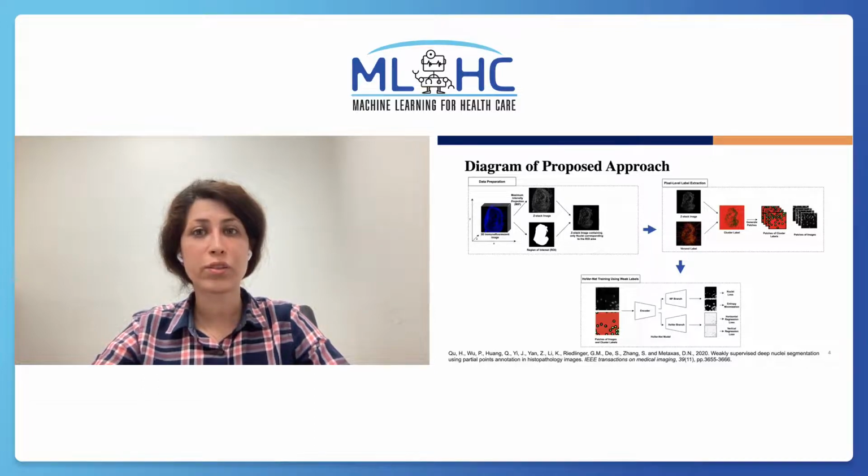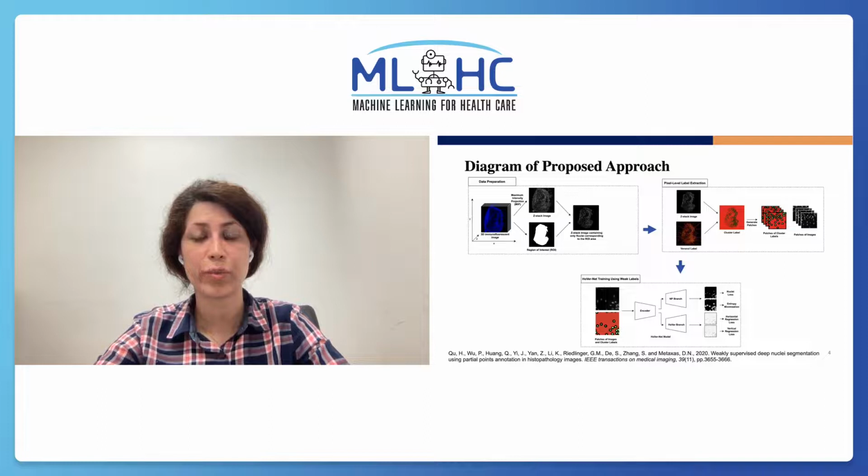Also, since we cannot use point annotation to train the model directly, we generate pixel-level labels by following Qu's approach. In this approach, we apply k-means clustering over the RGB values. And then we assign label nuclei to the cluster with maximum overlap with the point annotation, which is shown by green. And we assign label background to the cluster with minimum overlap with the point annotation, which is shown by red. And finally, we consider the remaining cluster as an ignored area, which is shown by black.